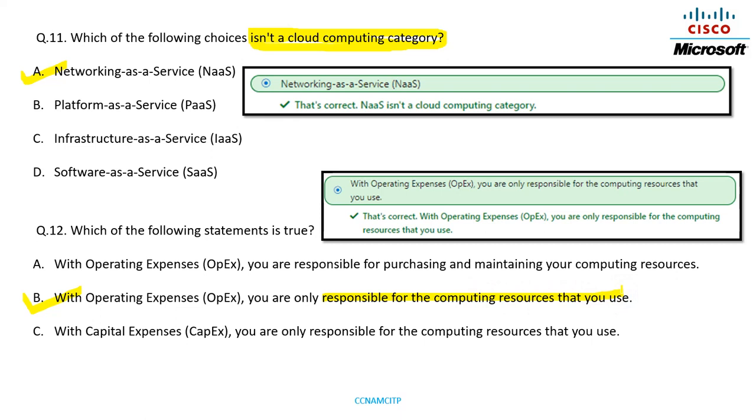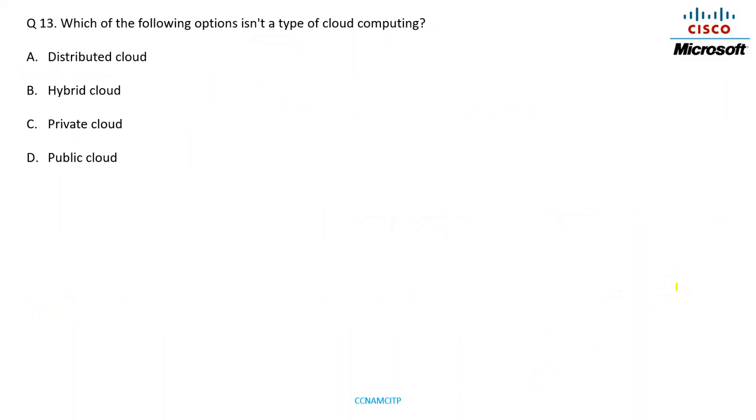Now I will move to the next one. The next question is, which of the following options isn't a type of cloud computing? Okay, so you have to tell once again. You can see hybrid is cloud computing, and private and public are cloud computing, and distributed cloud is not part of cloud computing.